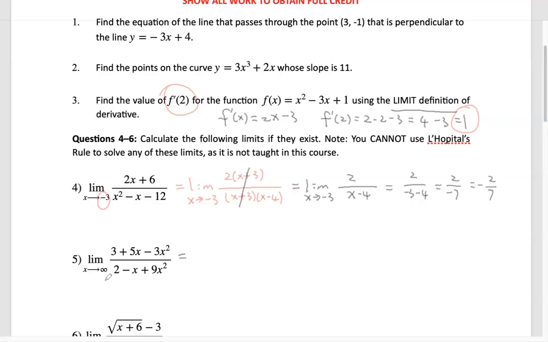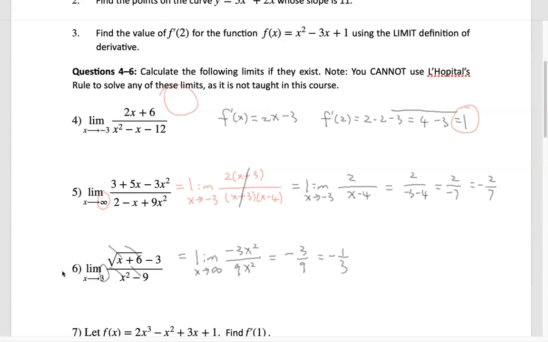When the limit goes to infinity or negative infinity, we use the ignore rule. So we just ignore the lower terms. So this equals the limit as x approaches infinity, taking the leading term of the numerator and denominator. The leading term means the term with the highest exponent. So then x squared divided by x squared cancels. Right, so we have negative 3 over 9. That's negative 1 over 3. All right.